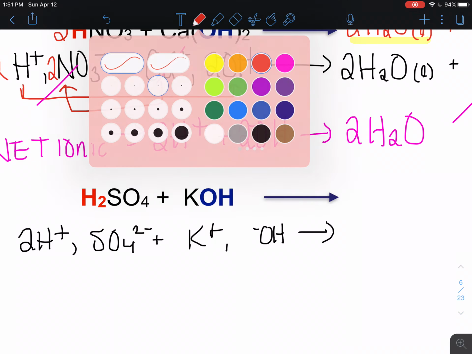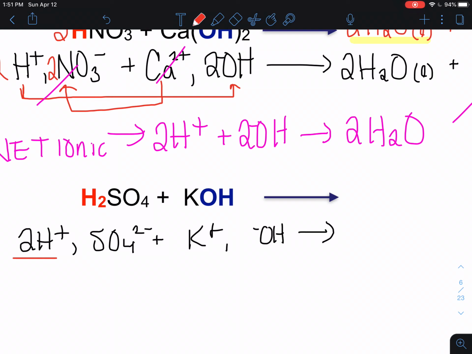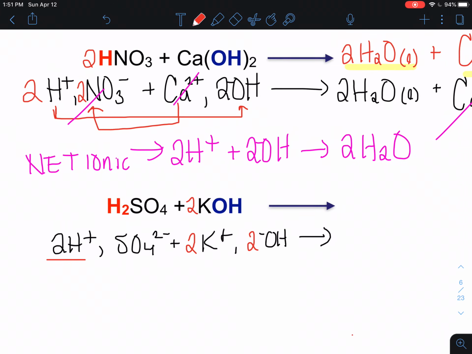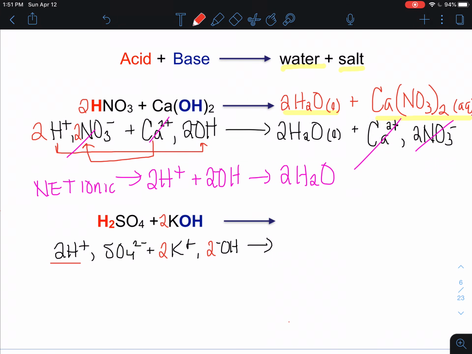All right, so since we have 2 here, we're going to have to put a 2 there and a 2 here, right? I have to put a 2 there. So now we're good, so I can start completing. So 2H+, 2OH-, that gives me 2H2O liquid plus K2SO4, right? And that should be aqueous.